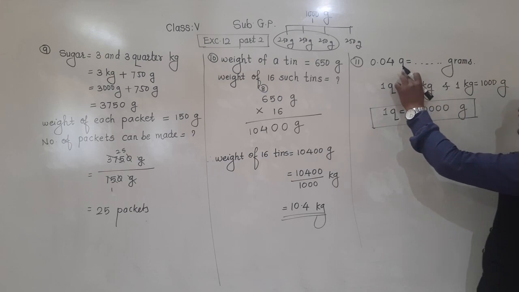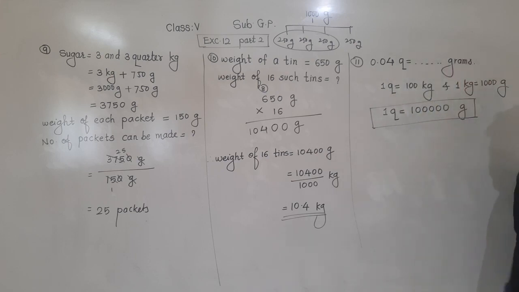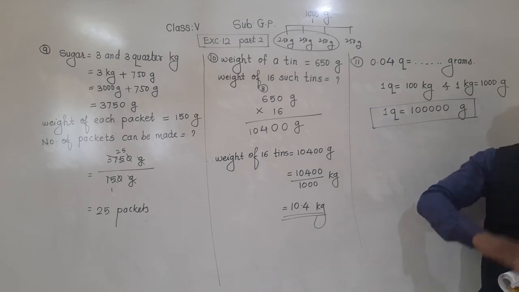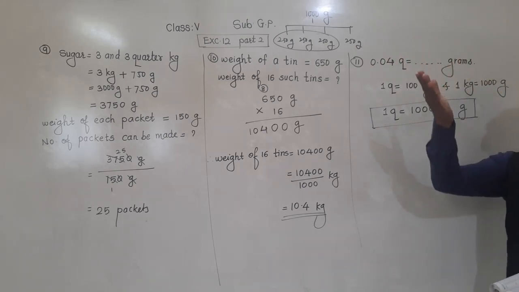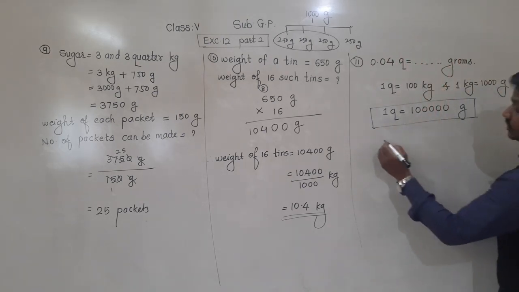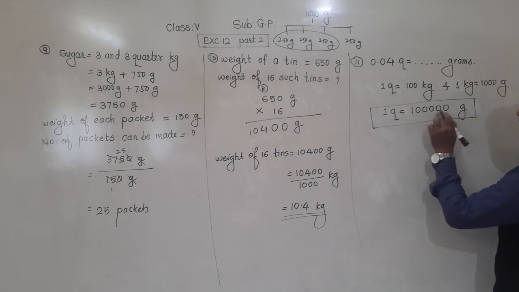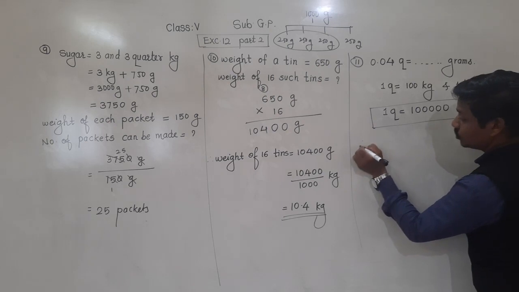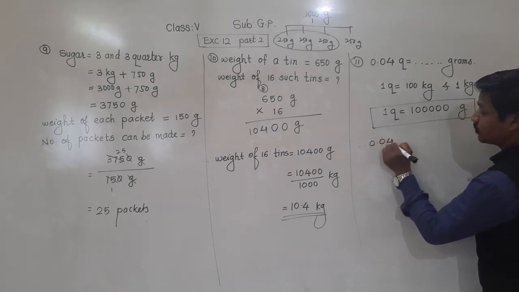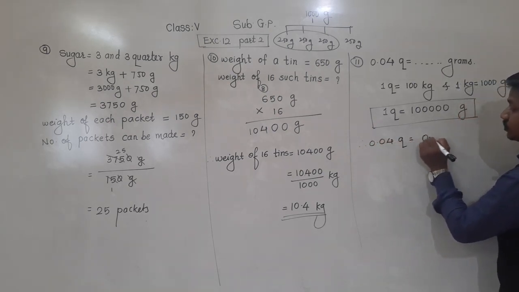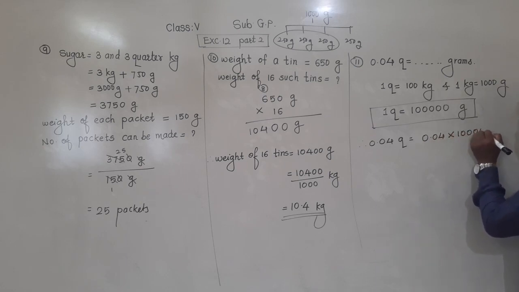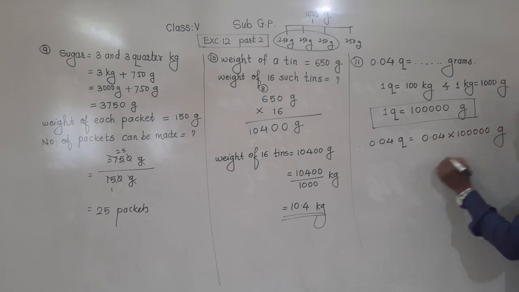Now since quintal is bigger and gram is smaller, we are converting bigger to smaller, that means going from up to down. That's a multiplication. So 1 quintal is equal to 1 lakh gram. So 0.04 quintal is equal to 0.04 multiplied by 1 lakh gram.